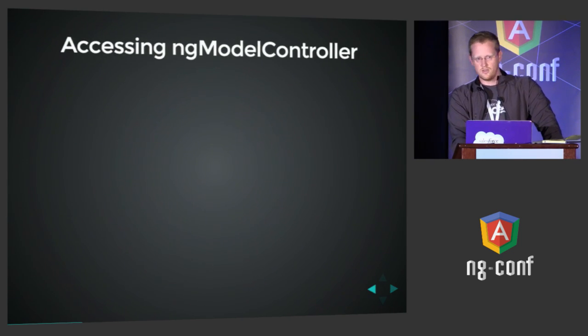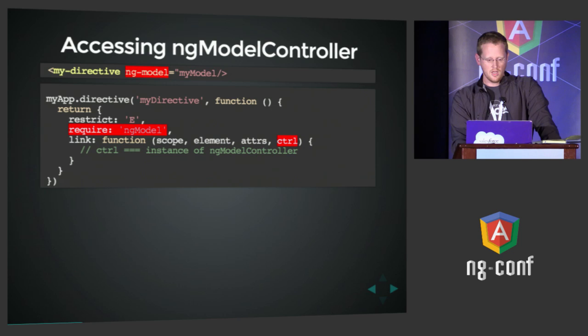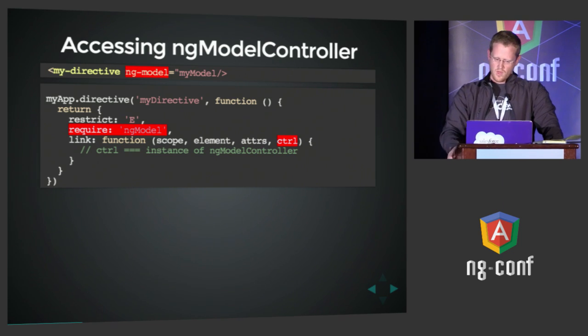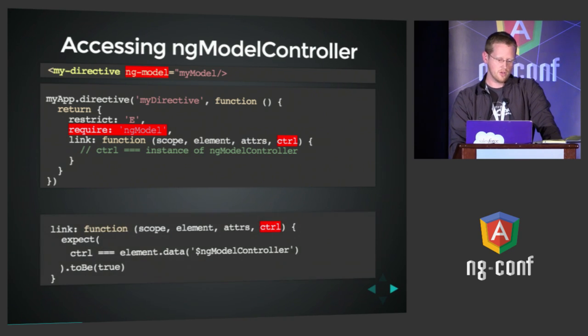So how do you access it? We may have covered this a little bit in some of the directive talks, but you add ngModel to your directive, you're going to require it, and it'll come in the link function, as in this case the fourth argument, ctrl. You can also get access to it through the element.data method, and hit $ngModelController.